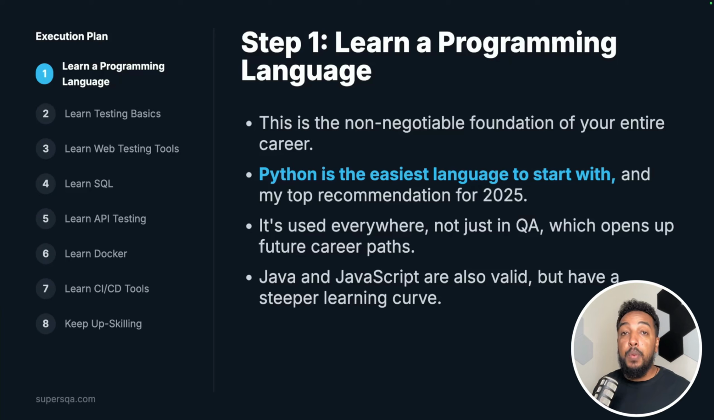Now, in the QA world, the 3 popular languages are Java, Python, and JavaScript. By the way, Java and JavaScript are completely different. They have nothing in common other than they're both languages. So Java, Python, and JavaScript are really popular in this industry. JavaScript is really hard. Java is hard. Python is easy. I mean, easy is a relative term.